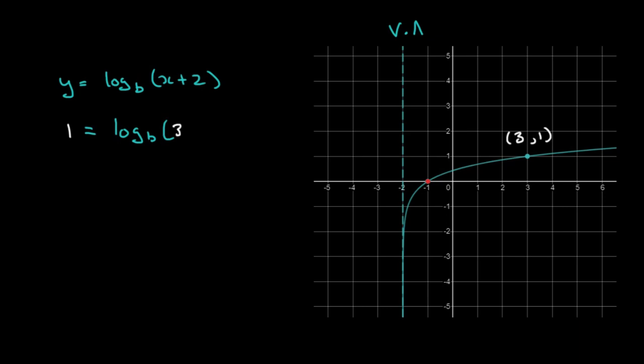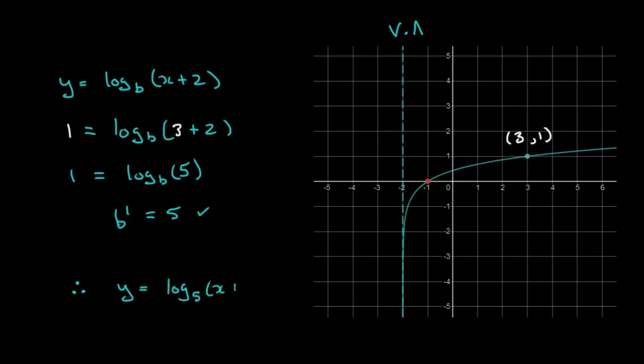So that'll give us 1 equals log base b of 3 plus 2. So that would mean 1 has to be equal to log base b of 5. And the only way this is going to work is if that base is exactly matching that input of 5. So that tells us that our base here has to be 5, or quickly we could switch to exponential form to conclude exactly the same thing. So our final equation here, I guess I can just put a therefore, of this function is y equals log base 5 of x plus 2.